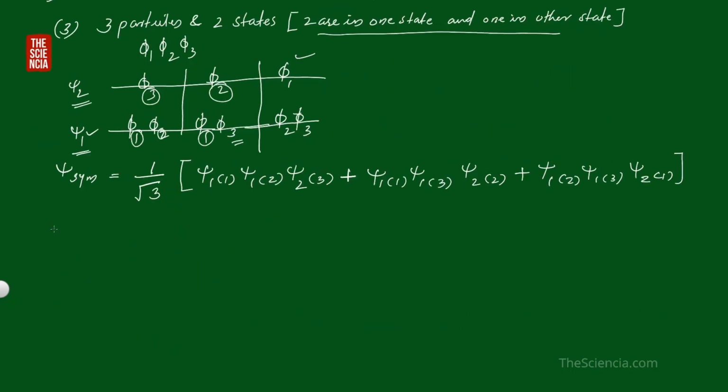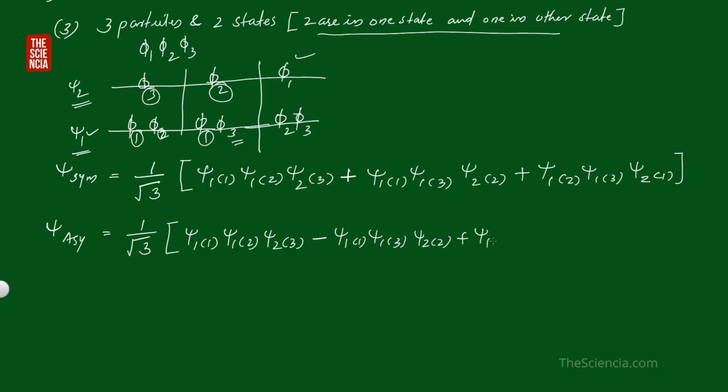Now let us consider the corresponding asymmetric wave function. So the asymmetric wave function will be 1 by root 3 psi 1 1, psi 1 2, psi 2 3 minus psi 1 1, psi 1 3, psi 2 2 plus psi 1 2, psi 1 3, psi 2 1. Earlier also we saw that for the asymmetric wave function the plus and minus signs alternate. Here maybe you have a doubt how we got this normalization constant.